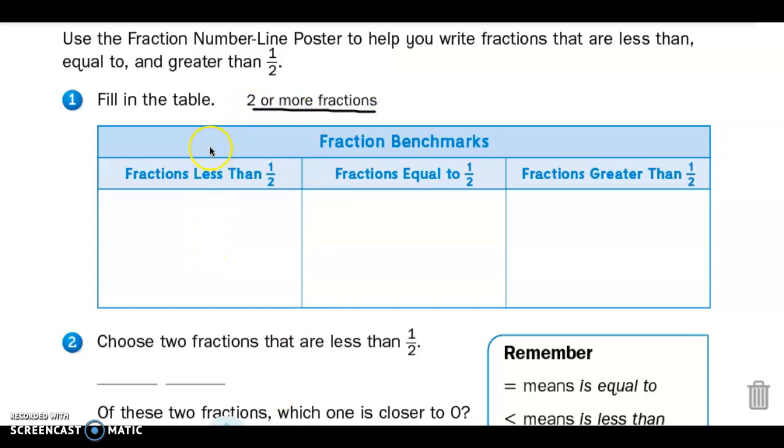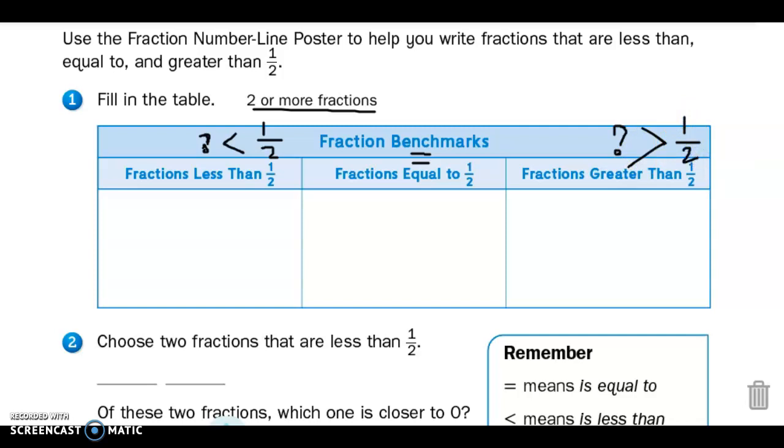So this says a fraction, so we don't know which one. A fraction that is less than 1/2. So there's our less than sign for 1/2. Fractions that are equal to, and we know that another word for equal is equivalent, and fractions that are greater than 1/2. How are we going to figure that out?